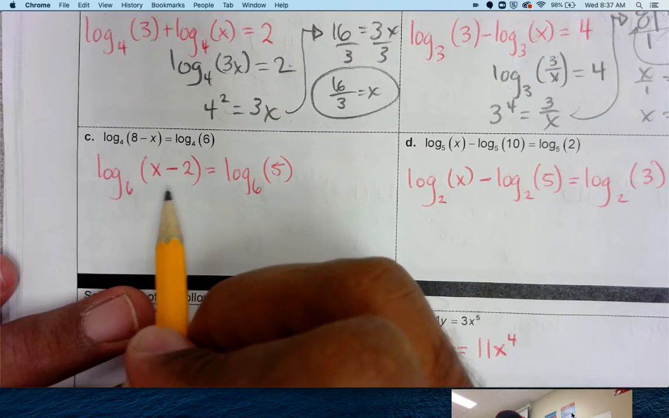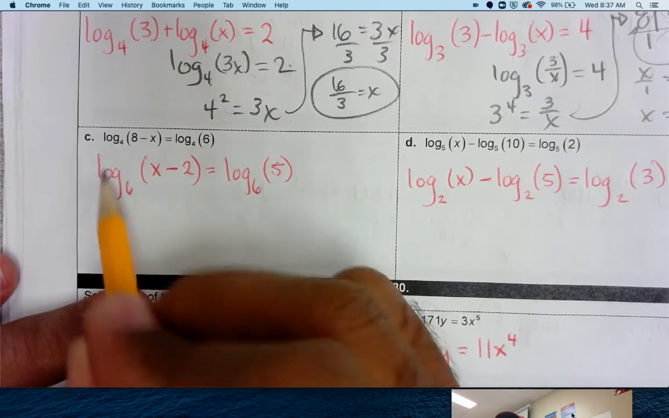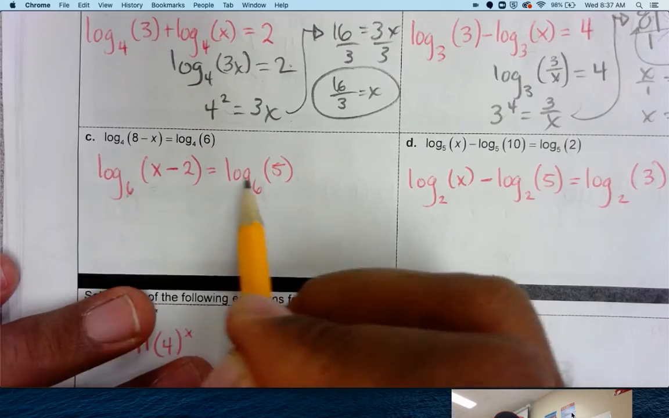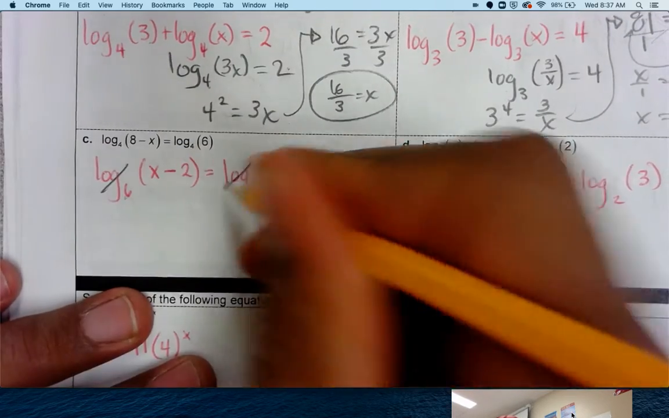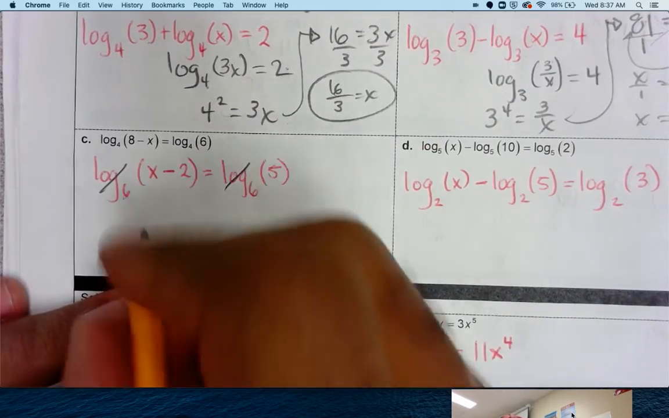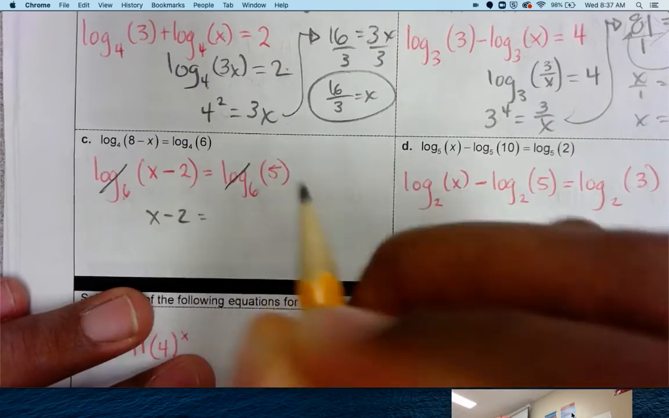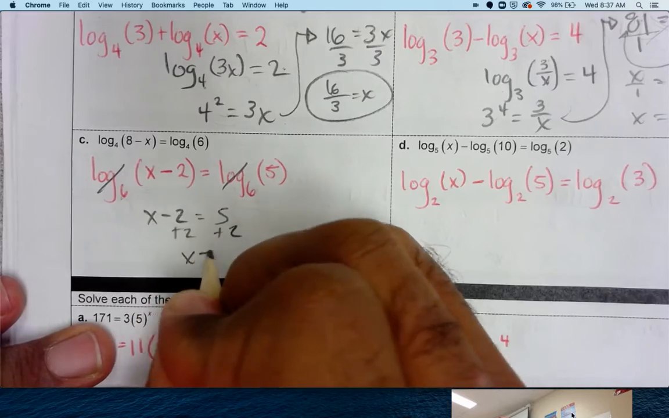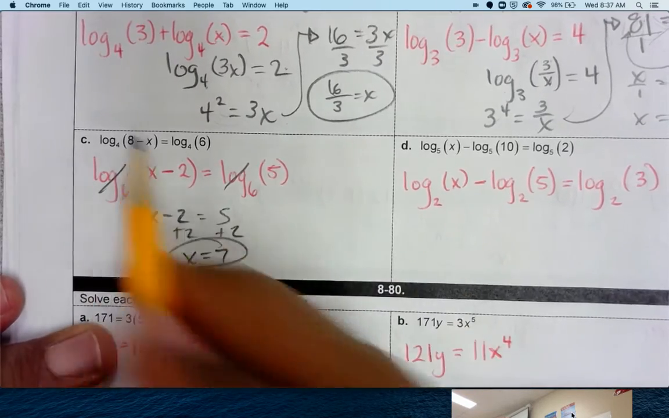Here, I've already got the log condensed into one on both sides. And remember, if you've got logs equal to each other, I can simply drop them off. And now I just write the arguments equal to each other. x minus 2 equals 5. Add the 2, x equals 7. Okay, you do that with yours.